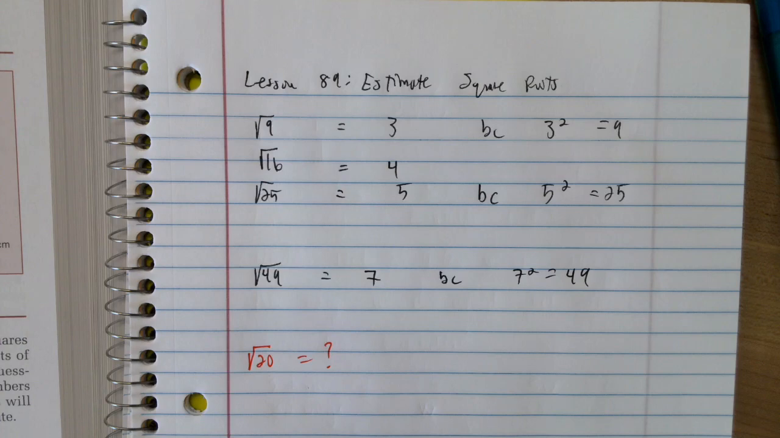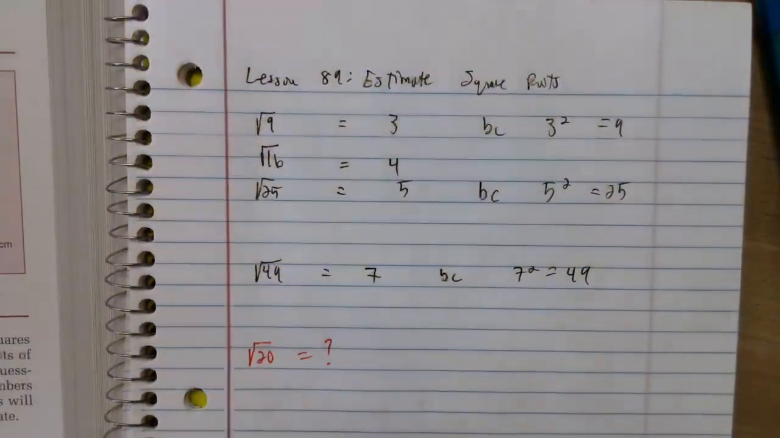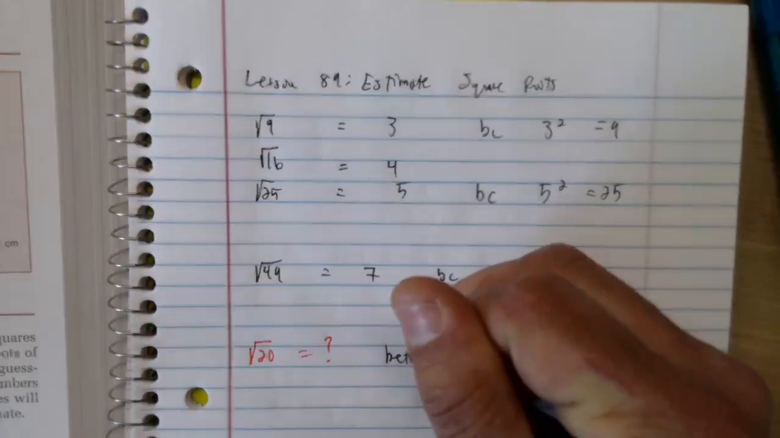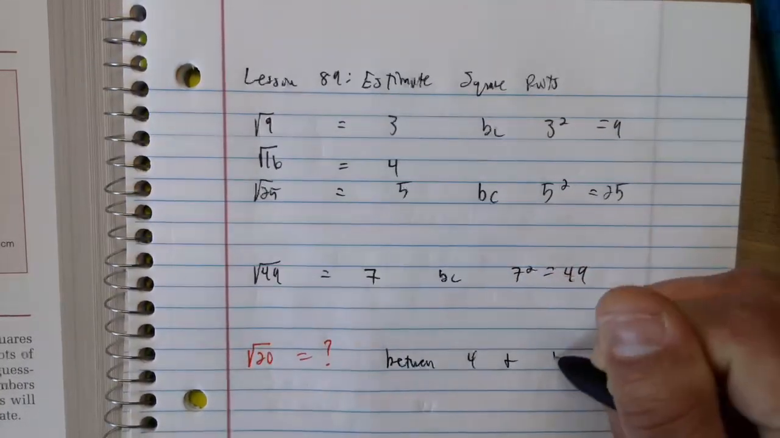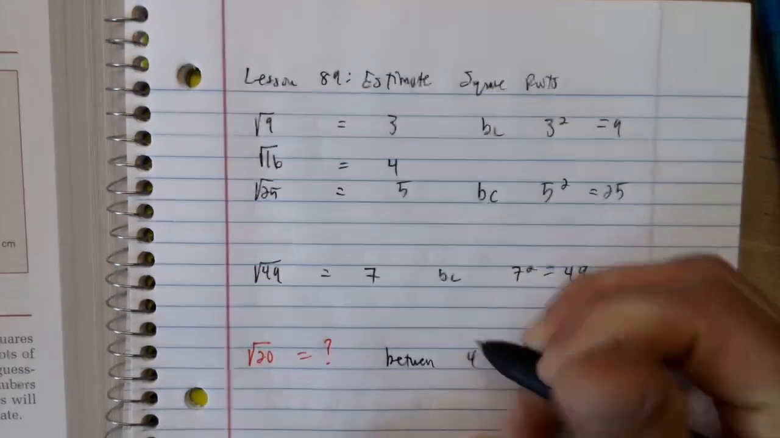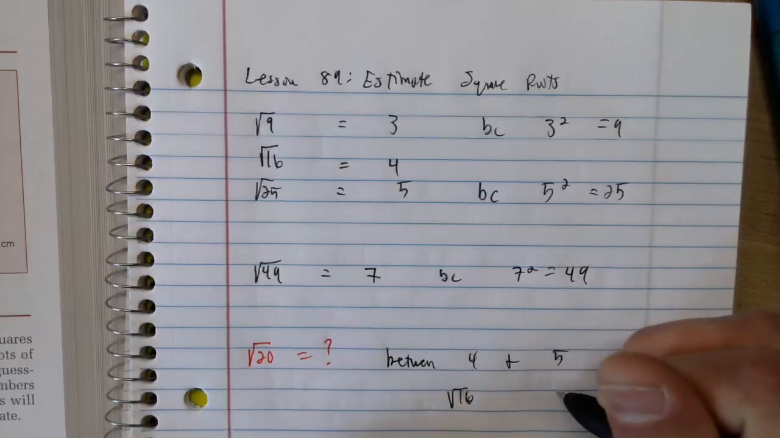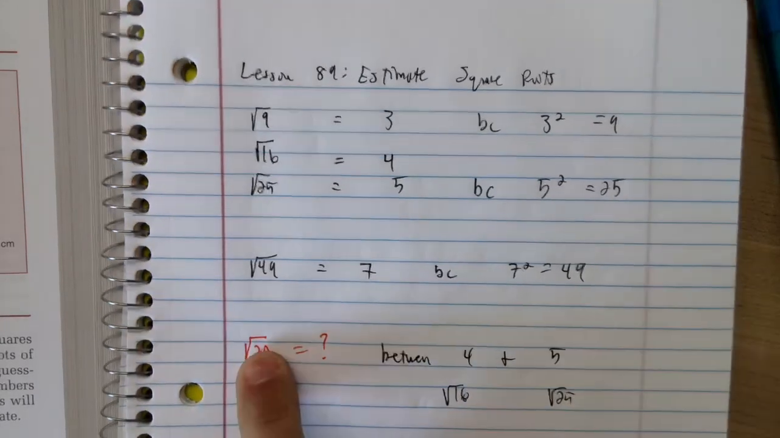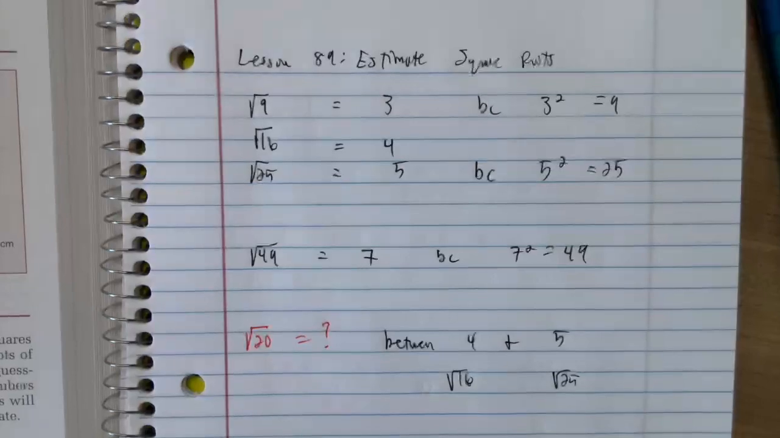You see, all we're doing is the perfect squares. Those are the perfect squares because they have square roots that are rational integers. They were produced by multiplying a number by itself. Every other number doesn't fit that definition. So the square root of 20 has to be between 4 and 5. Why? Because 4 is the square root of 16, and 5 is the square root of 25. 20 is between those numbers, right?